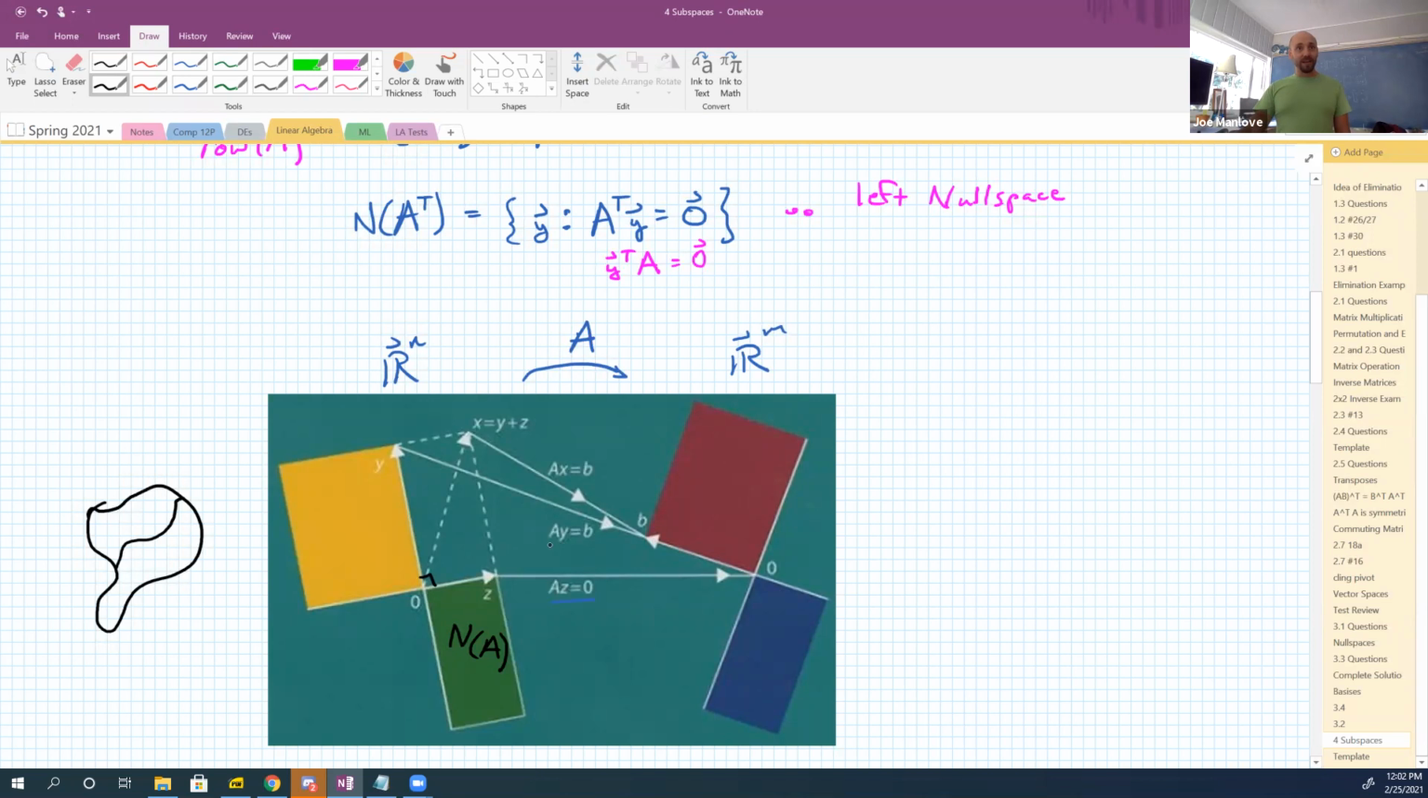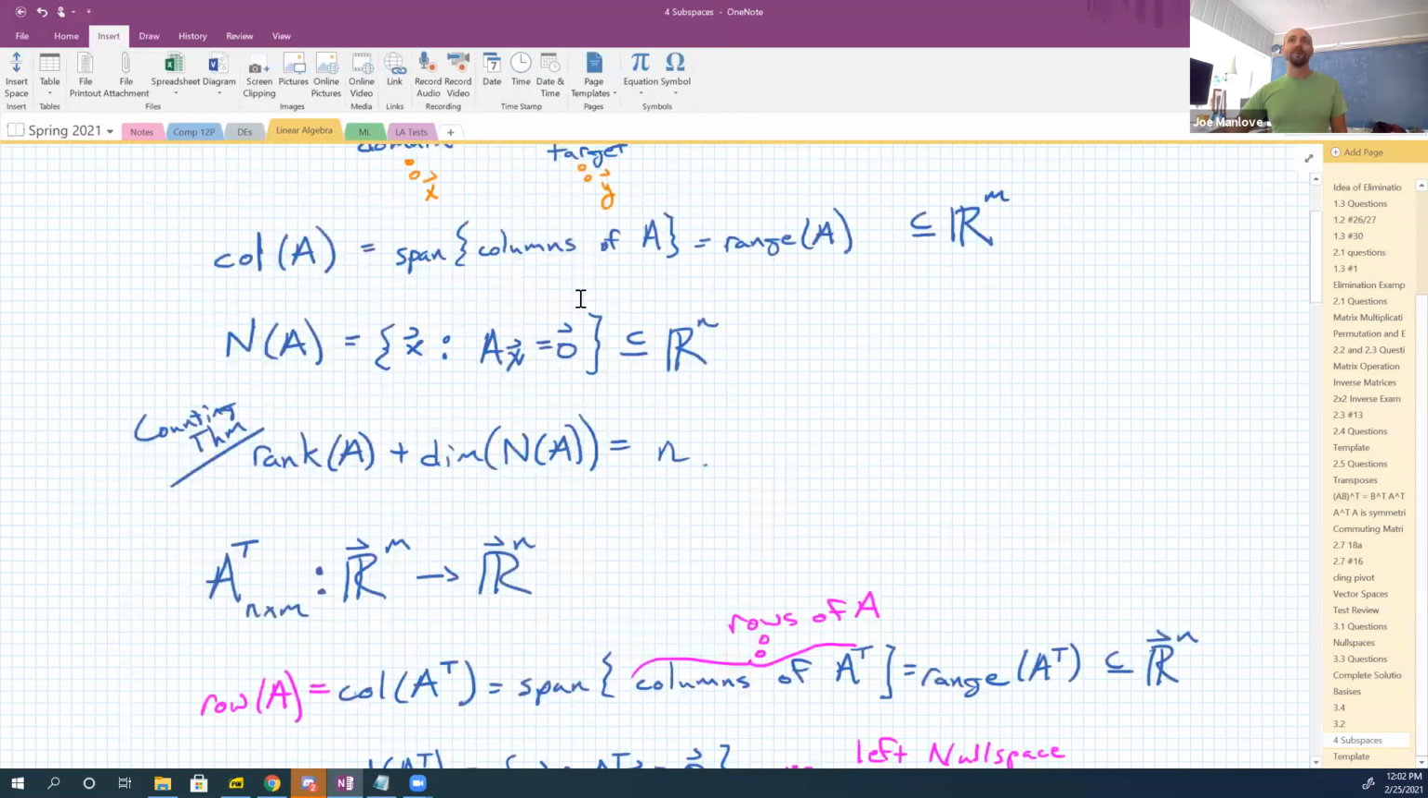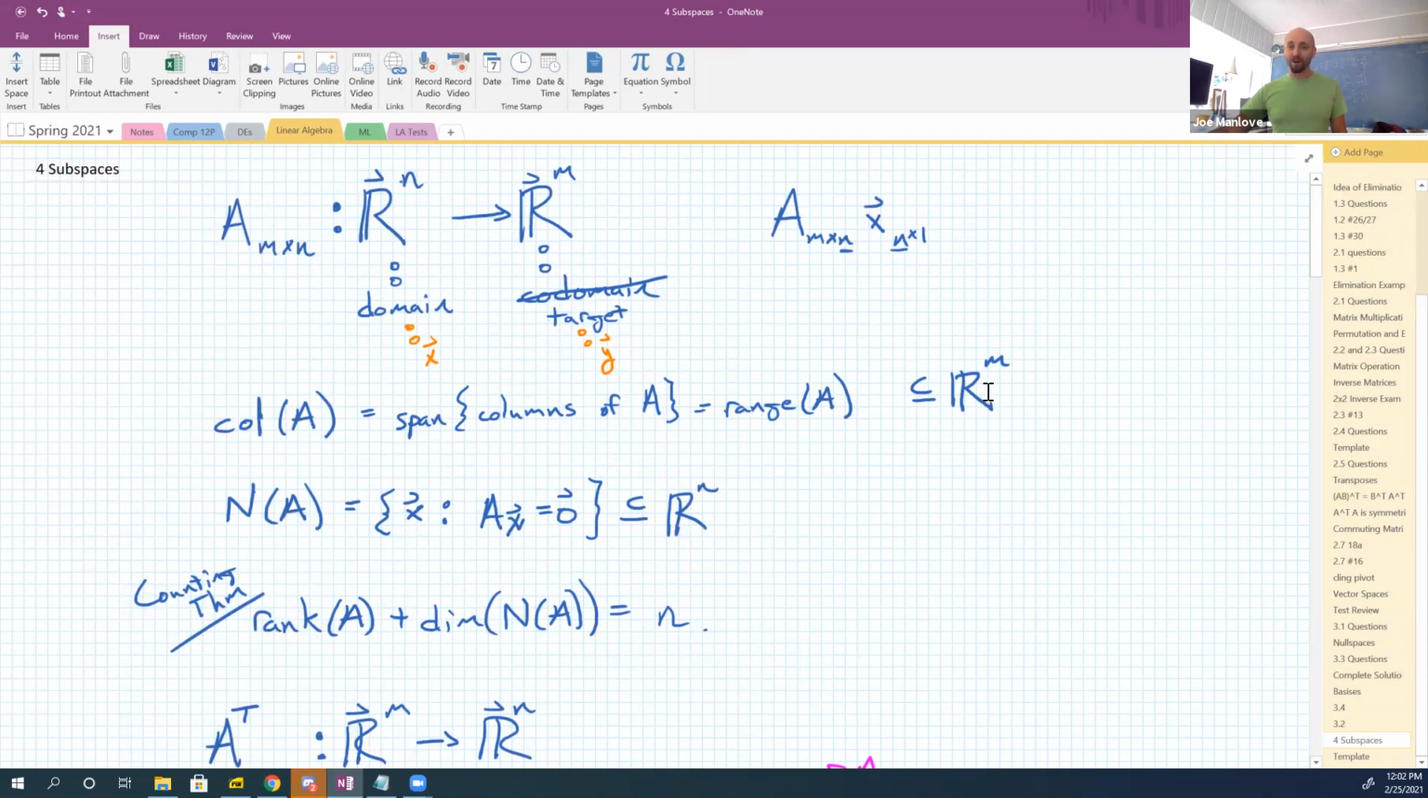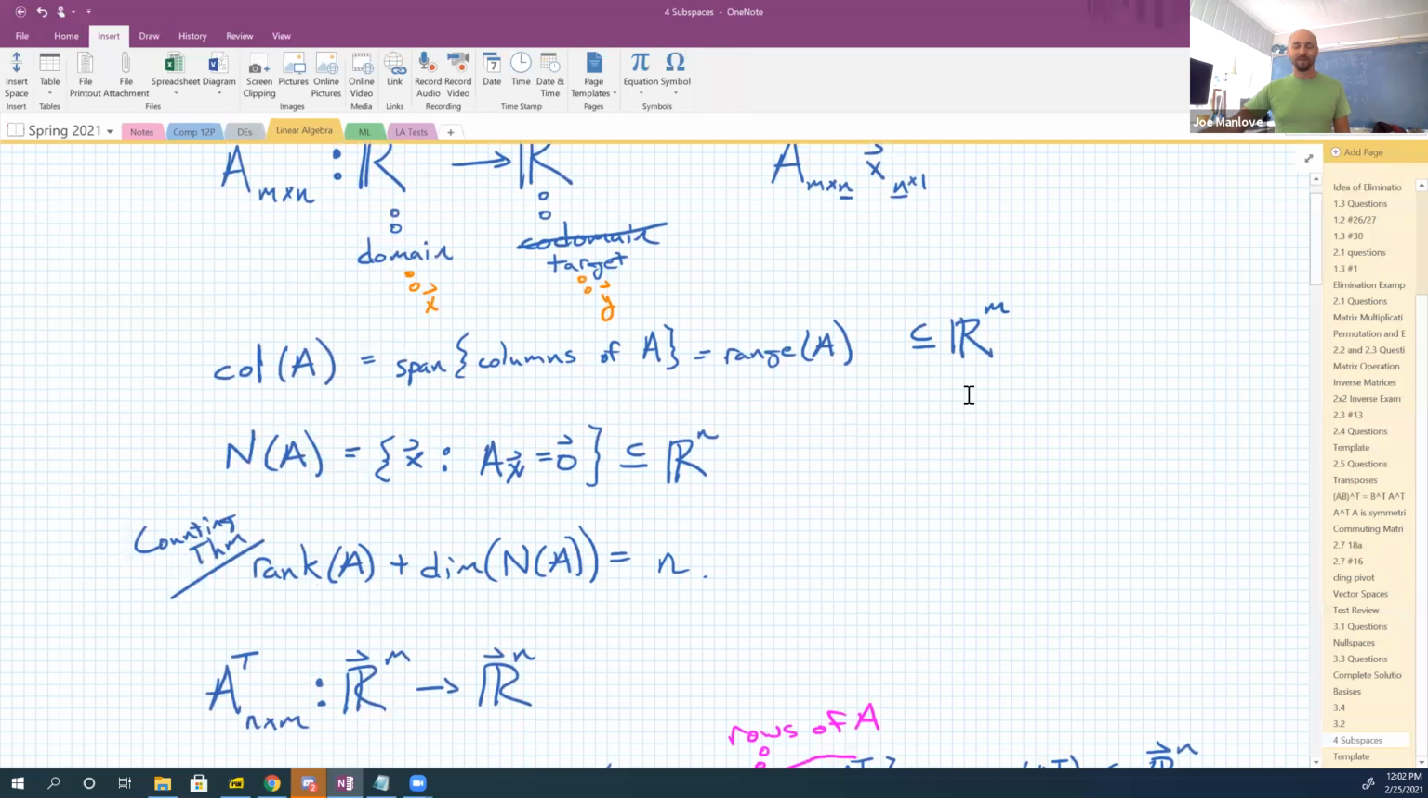Let's see. So let's look at AY is B and AX is B. What do those mean? Those mean that when I take Y and apply A to it, I get B. See this vector B? Where does that vector B live? In the column space. Perfect. So the red thing over here is the column space of A. See that it lives in Rm? If we scroll up, we remember that the column space lives in Rm. You guys with me on that?